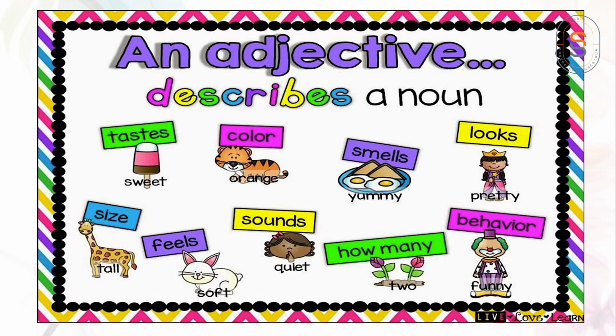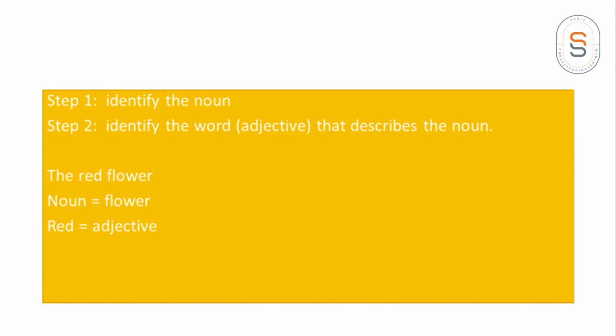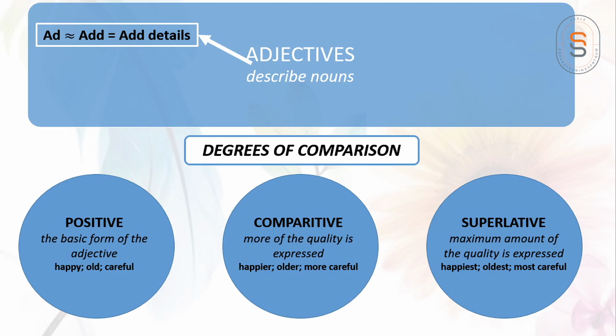Now we get to an adjective. Now the work of an adjective is to describe a noun. So the adjective describes a noun. So first of all, if you want to identify your adjective, you must find your noun, identify your noun, then identify the word that describes the noun, and that is the adjective. So the red flower, identify your noun, the flower, and then the word describing the flower is red, and that would be your adjective. So an adjective is a describing word.